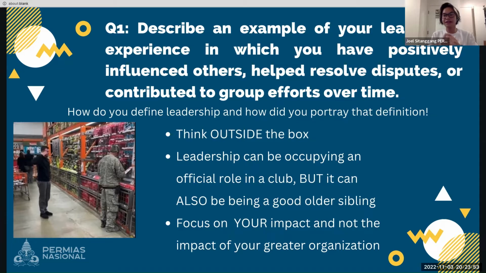A lot of that can overlap, but you also have to specify that because of me, or this is my contribution to that. This is how I, as a leader, was able to guide my team into that amazing feat.